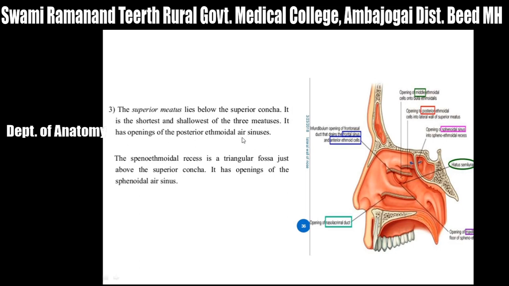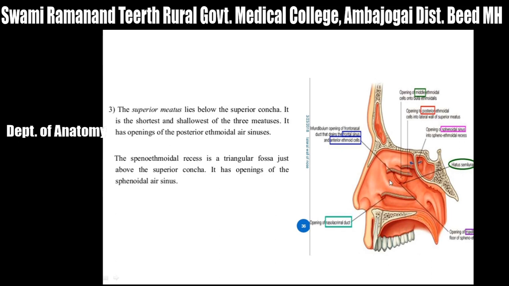Then the last one is the superior meatus. That is the groove just beneath the superior nasal concha. It is the shortest and shallowest of these three meatuses. It has the opening of the posterior ethmoidal sinus. So three ethmoidal sinuses are there: anterior, middle and posterior.